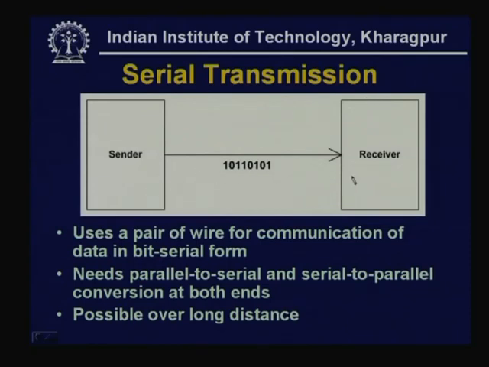What do we really mean by serial transmission? As you can see, in serial transmission, a pair of wires is used for communication of data in bit serial form. Instead of sending in parallel, you are sending bit by bit. As you can see here, you are sending first 1, then 0, then 1, then 0, then 1, then 1, and 0 and 1. So, in bit serial fashion, and of course, this will require parallel to serial conversion at the sender, and it will also require serial to parallel conversion at the receiving end.